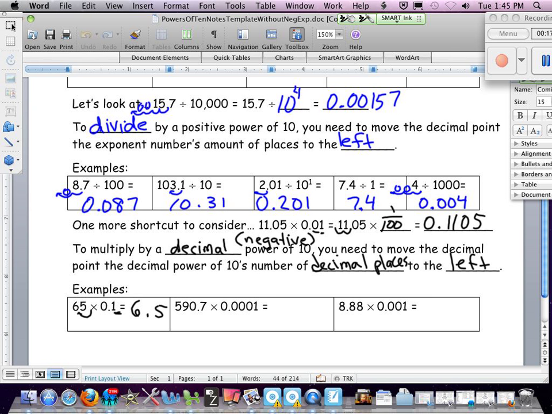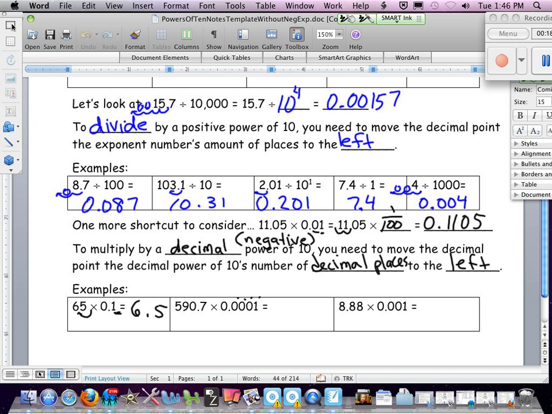For the next one, I know I personally have to touch and count them to figure out how many decimal places I have. 590.7 times 0.0001. So how many decimal places are in 0.0001? Decimal places mean how many digits after the decimal point, to the right of the decimal point. There's this one, this one, this one, and this one. All of these are decimal places because they're digits after the decimal point.